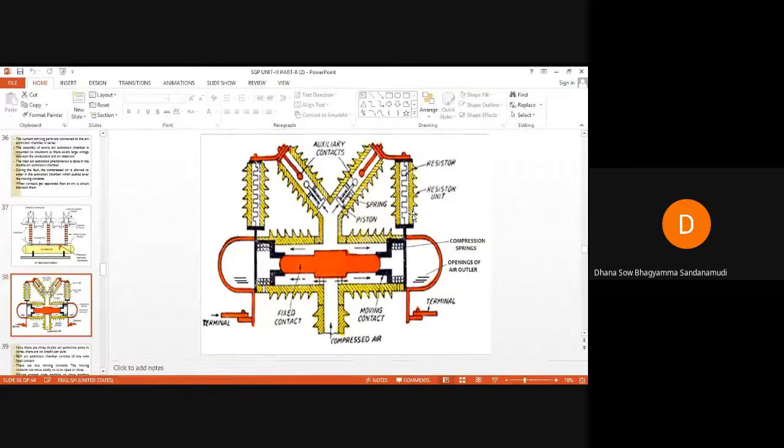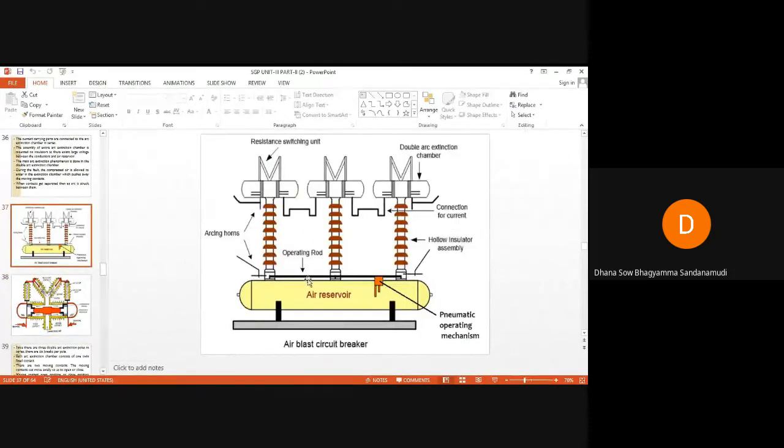After the arc interruption, while closing, the valve is turned so as to close the connection between the hollow insulator and the air reservoir. As soon as the arc is extinguished, these valves are to be closed. As soon as these valves are closed, high pressure air will come out through these hollow insulators. Through this hollow insulator from this arc extinction chamber, it just comes out. So the valve lets the air from the hollow insulator into the atmosphere.